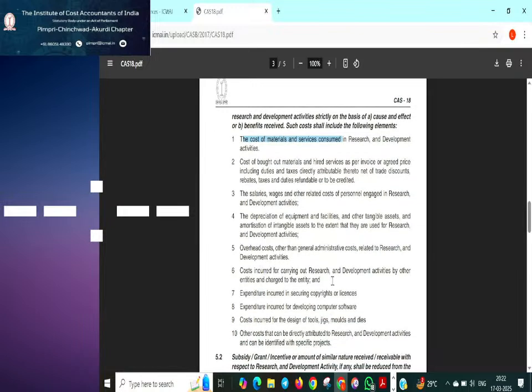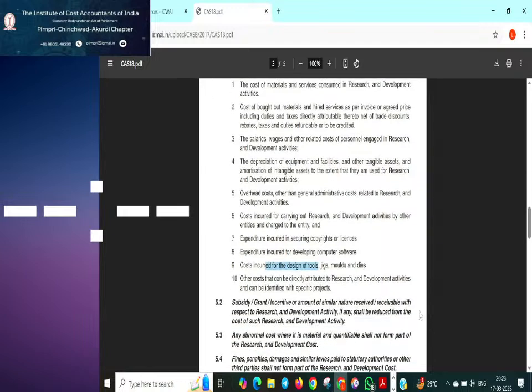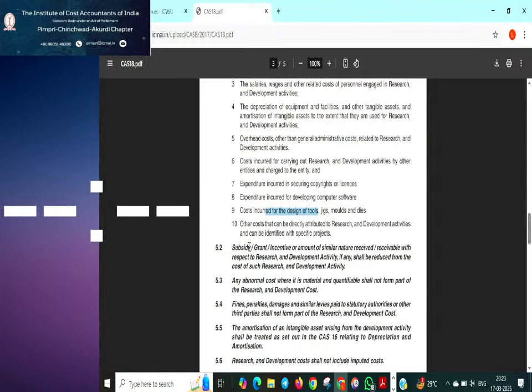Cost incurred for carrying out R&D activities by other entities and charged to that entity. Expenditure incurred in securing copyrights or licenses, this is your intangible thing, and developing computer software, and cost incurred for design of tools, jigs, molds, dies, all these costs will be included under R&D. When you get subsidy, grant or incentive, this shall be reduced from the cost of such R&D activity. Any abnormal cost which is material and quantifiable shall not form part of R&D cost. Fines and penalties will never form part of R&D.